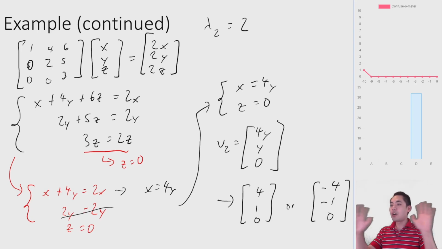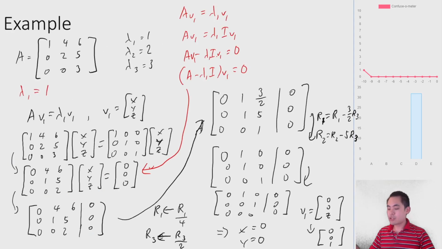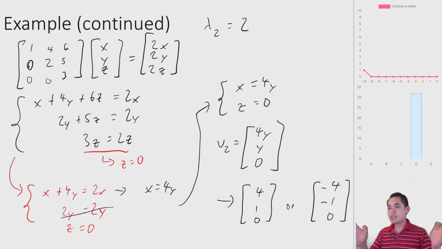All we're doing is solving the system of equations. In the previous slide, we did it by converting it into this augmented matrix and then doing row operations. Here, we did it using substitution. Either way works. All you're doing is trying to solve for x, y, and z. And what ends up happening is at the end, you end up with one free variable. Sometimes it's x, sometimes it's y, sometimes it's z, and you just have to plug in some value for that free variable, and that gives you the eigenvectors.